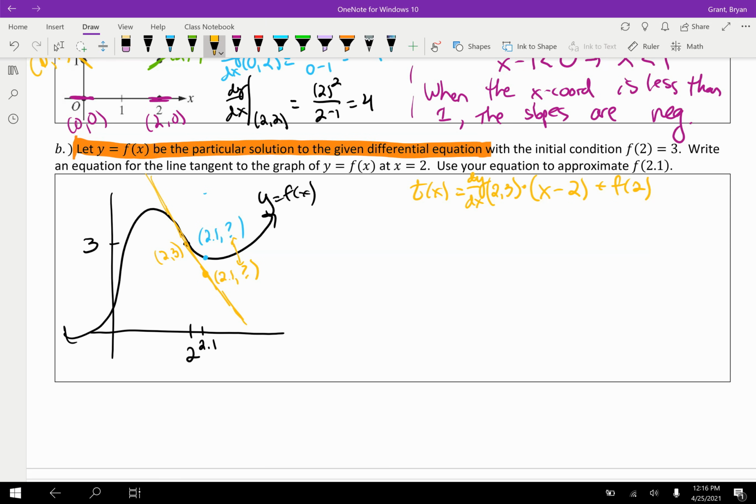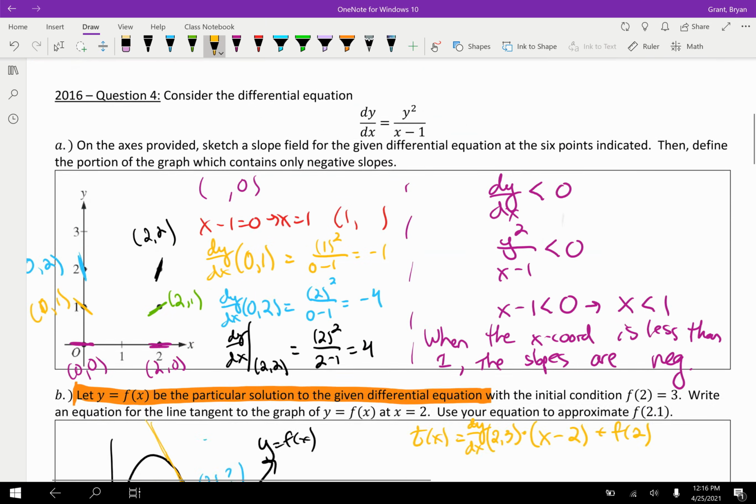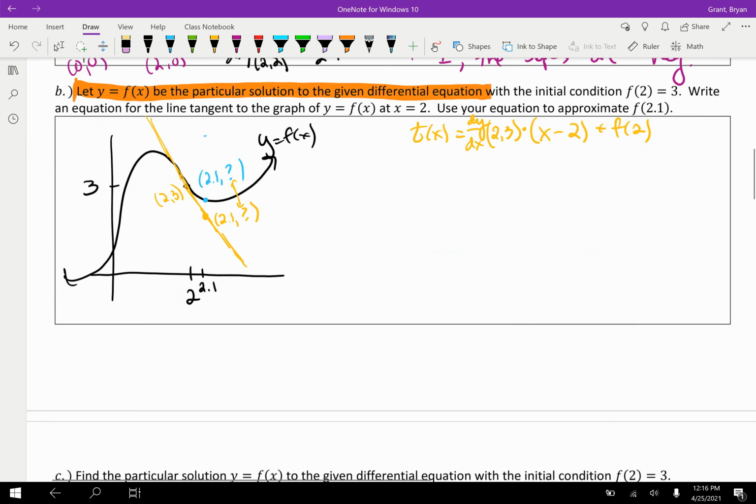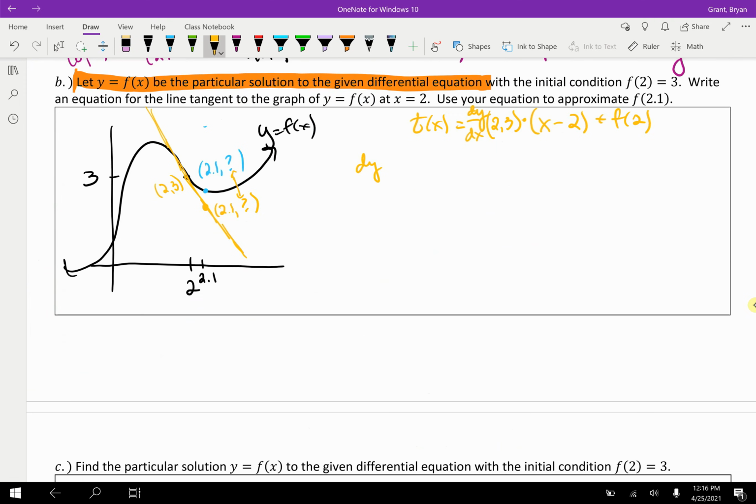Okay, so let's go ahead and evaluate this out. Have we done 2, 3 yet? We have not. Unfortunately, it was not on our original slope field, so I'm just going to do the math down below. So dy dx evaluated at 2, 3 will be the y value squared over the x value minus 1. So that looks to me like 9. And so I think our tangent line then will be 9 times x minus 2 plus f of 2, which is 3. There's my tangent line, nothing bad.